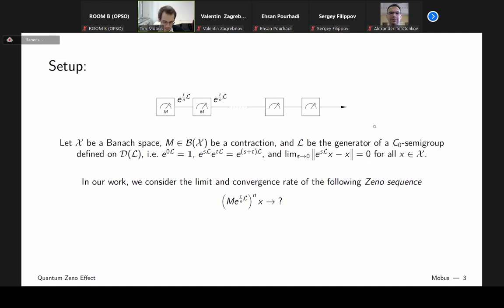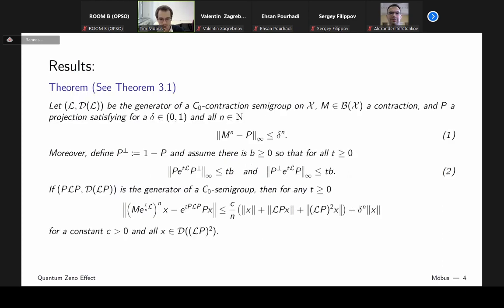And the aim of this talk and also of our project is to prove, first of all, the convergence of this sequence, and also a convergence rate. And this convergence rate is optimal at the end. And of course, we want to weaken the assumption on M and the generator. Okay, let's start with our first result.